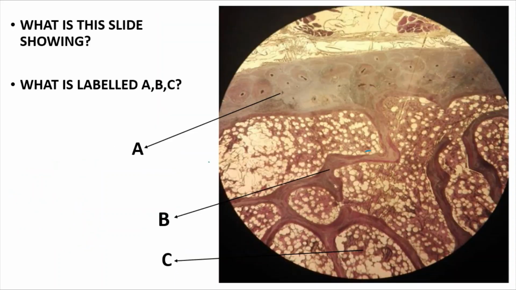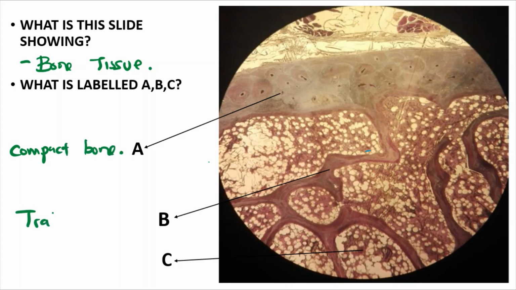Secreting glands. What is this slide showing? This is bone tissue. So what are the parts labeled A? The parts labeled A, that is compact bone. The part labeled B is what we call trabecular bone.